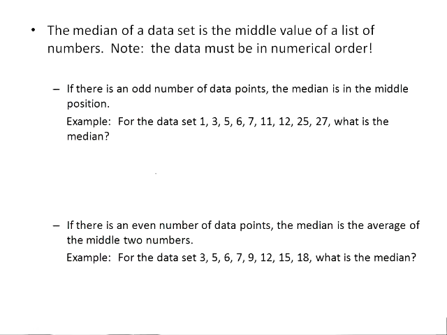For example, for the data set given that contains the numbers 1, 3, 5, 6, 7, 11, 12, 25, and 27, what is the median? Now in this case we have 9 different data points. So we will have a number that falls exactly in the middle, and that will be the 7. So the median in this case is equal to 7. Look to the left of the 7. There are 4 numbers that are below that number, the 1, 3, 5, and 6, and there are 4 numbers that are larger than 7, the 11, 12, 25, and 27.